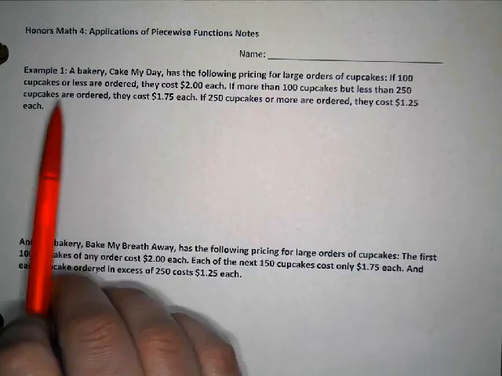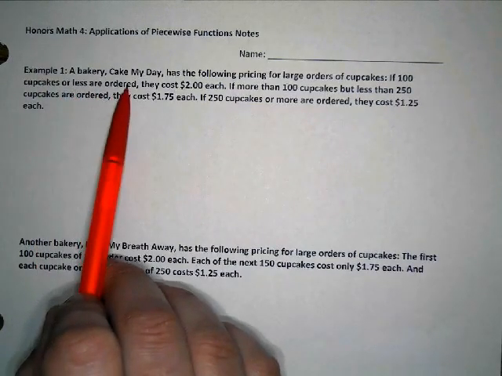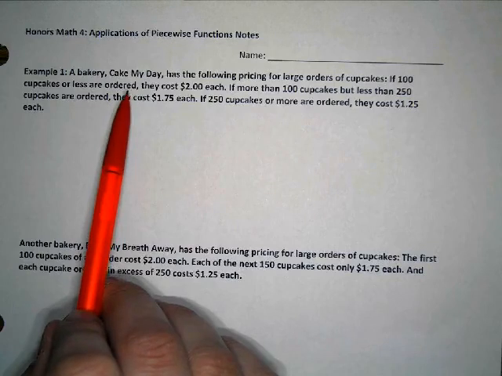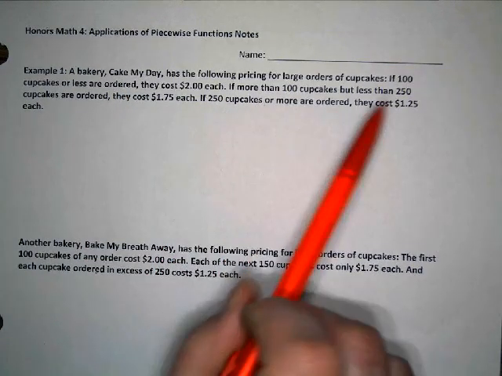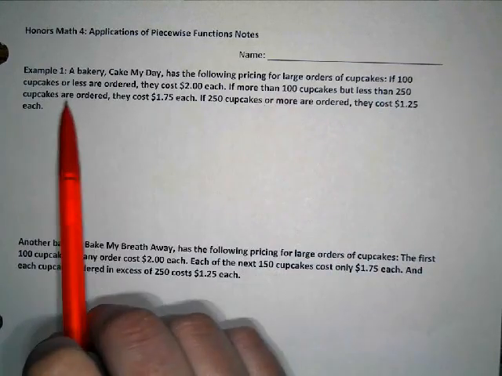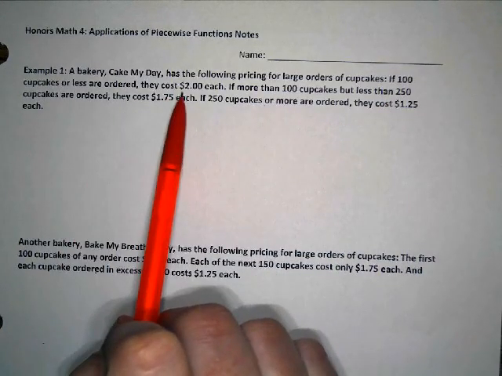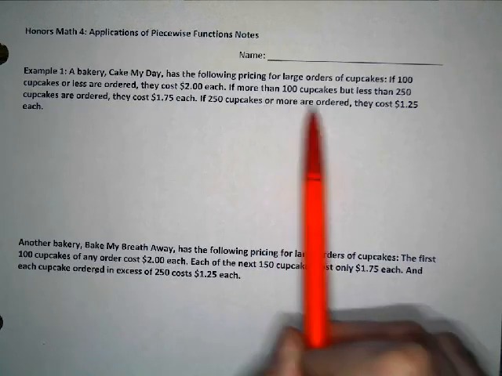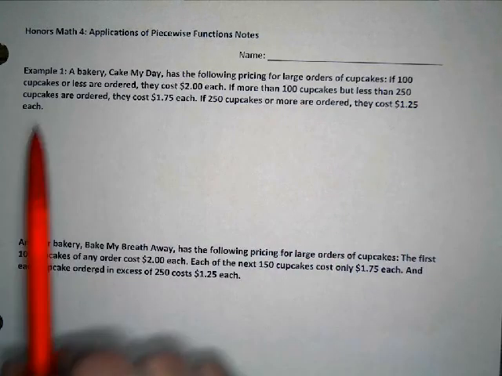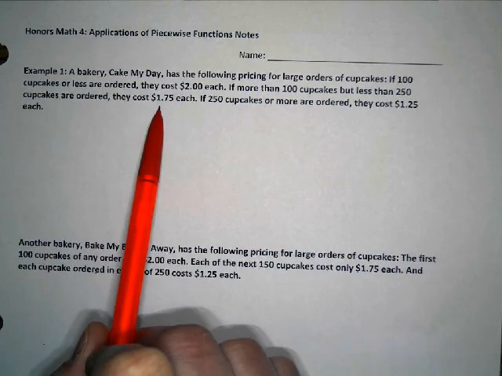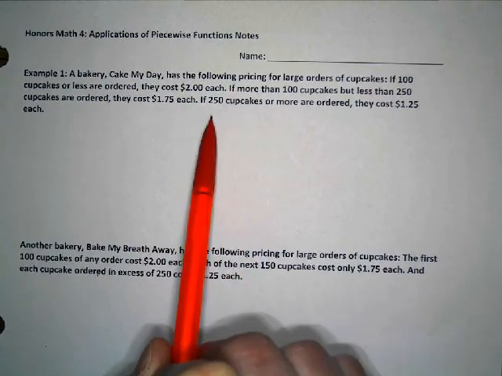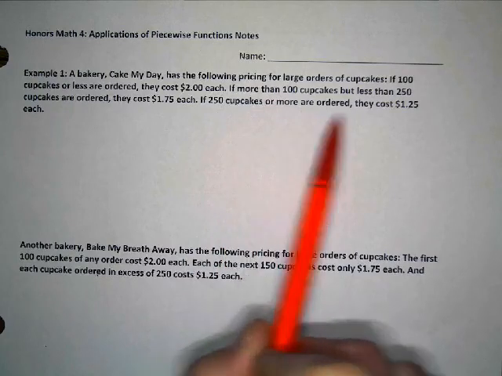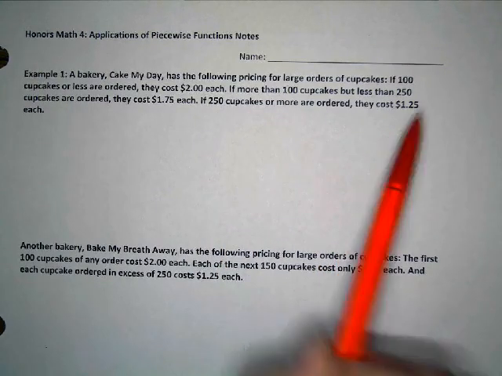All right, so first example, we have a bakery, Cake My Day. Has the following pricing for large orders of cupcakes. If 100 cupcakes or less are ordered, they cost $2 each. If more than 100 cupcakes but less than 250 cupcakes are ordered, they cost $1.75 each. And if more than 250 cupcakes are ordered, they cost $1.25 each.